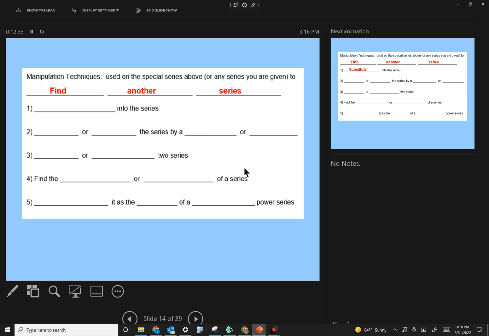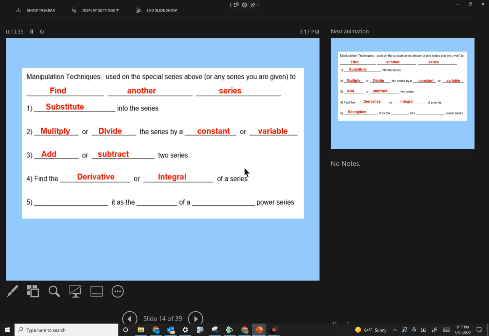So a lot of times other series will have an e to the x in it, or they'll have a sine in it, or they'll have a cosine in it, and you've already done the work for it. So basically you can substitute into the series. I'm going to have you write these down, then I'll show you the example. You can multiply or divide the series by a constant or a variable. You can add or subtract two series. Like if you wanted to find the sine plus the cosine, you could just take the sine series plus the cosine series.